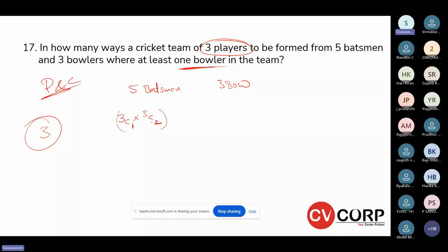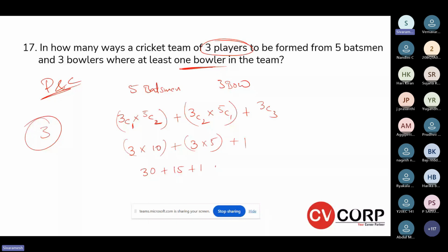Is this the only combination? No. They mention at least one bowler. What if I take two bowlers? If I consider two bowlers, 3C2, the remaining one person will be from batsmen. So this is also a possibility. If they mention at least one bowler, there can be two bowlers, or I can select all three bowlers, so 3C3 ways. If you calculate, 3C1 is 3, 5C2 is 10, plus 3C2 is 3, 5C1 is 5, and this is 1. So 30 plus 15 plus 1, which is 46.